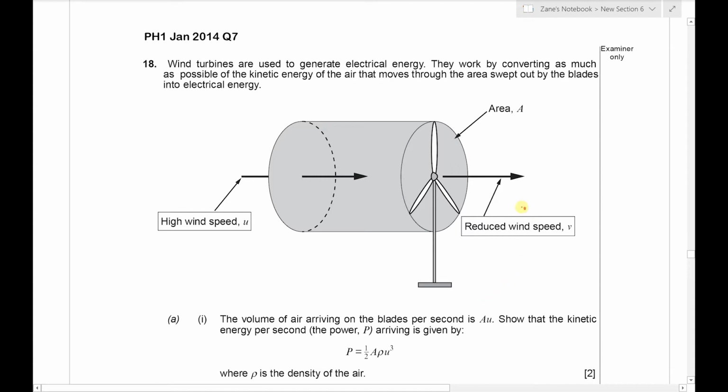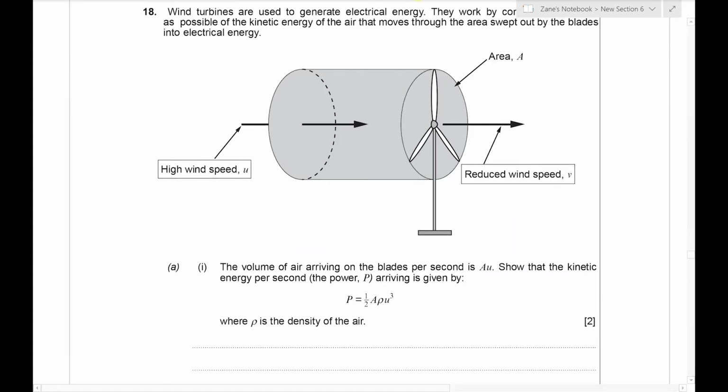So what we've got is a diagram showing a wind turbine, and it's showing a cylinder of air entering that wind turbine, moving at a fairly high speed of u, and coming out of the other side at a reduced wind speed of v. Now the volume of air arriving on the blades per second is Au. That's simply the volume of the cylinder. The cross-sectional area of the cylinder is A, and in 1 second the length of that cylinder will be u meters. Remember that u meters per second literally means a distance travelled of u meters in 1 second.